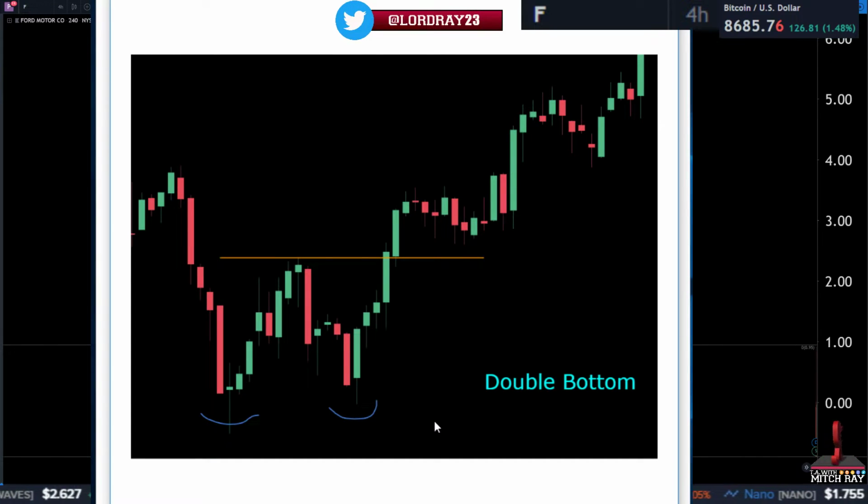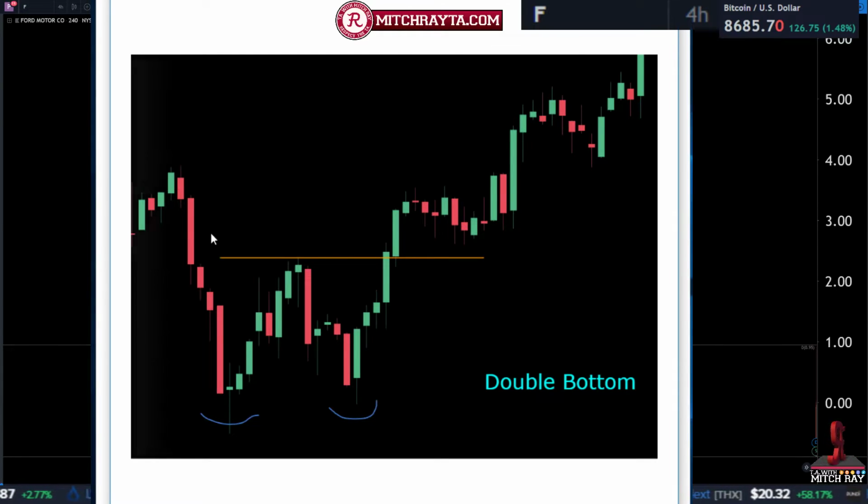It's not about how many times you win in trading. It's about how much you get paid when you're right. Okay, and that's why we have low risk, high reward opportunities. So, double bottom, very easy.